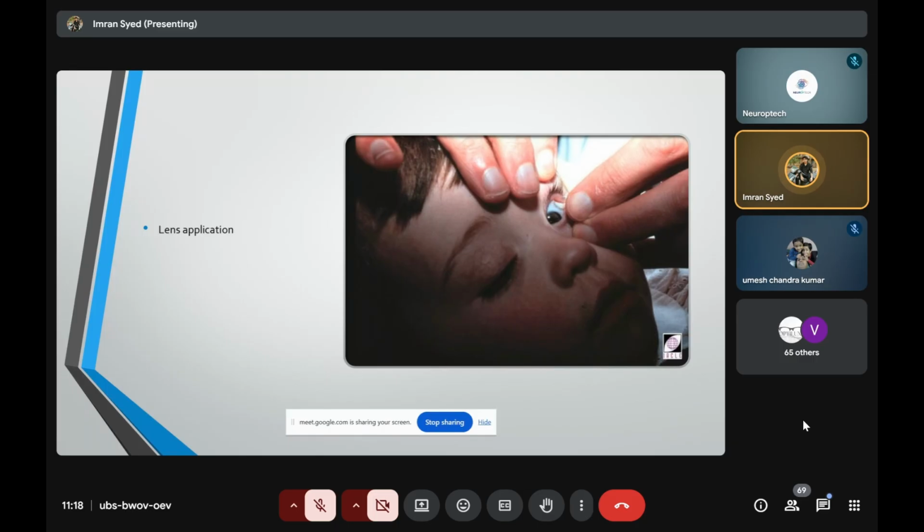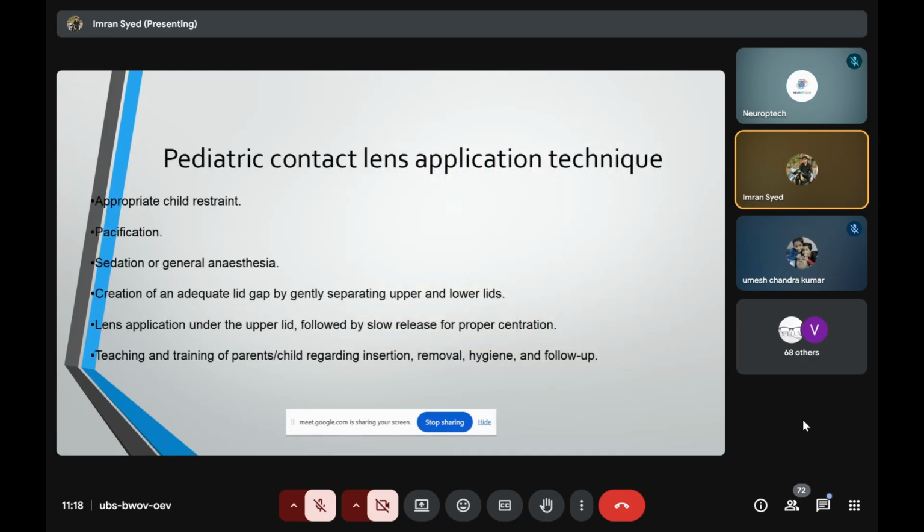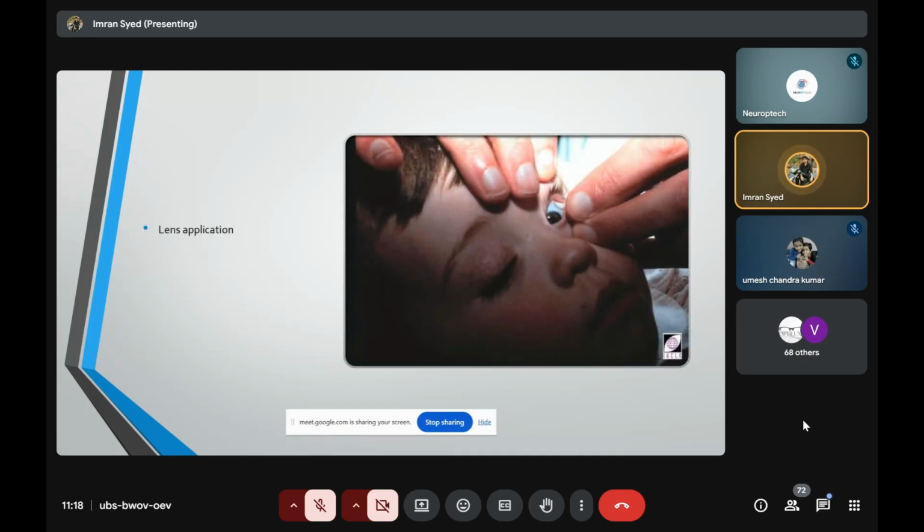So as you can see, the practitioner here is holding the lens in a pinched manner, and he's using the other fingers to open the eye completely, and is gently placing the lens onto the cornea. This is how you should insert contact lenses into a child. The normal adult approach will not work. This is the approach that you have to learn. Okay.